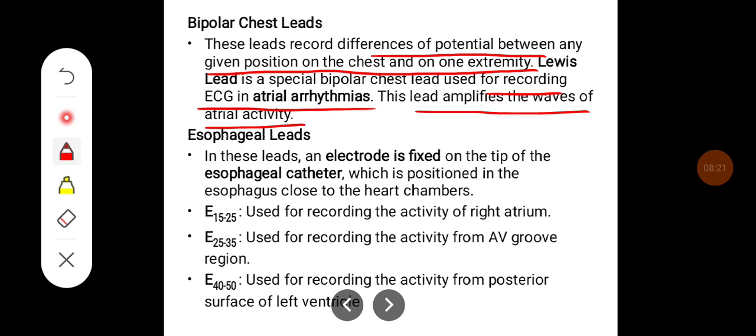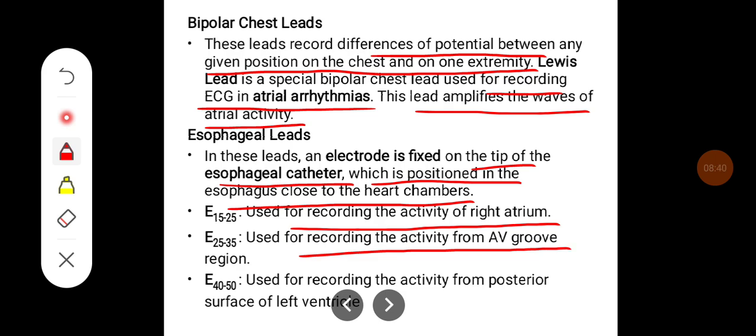So there can be esophageal leads. In these leads, the electrode is fixed on the tip of the esophageal catheter, which is positioned in the esophagus close to the heart chambers. E15-25 is used for recording the activity of the right atrium. E25-35 is used for recording the activity of the AV groove region. E40 to 50 is used for recording the activity from the posterior surface of the left ventricle. And the numericals denote the distance from the incisor to the tip of the catheter.